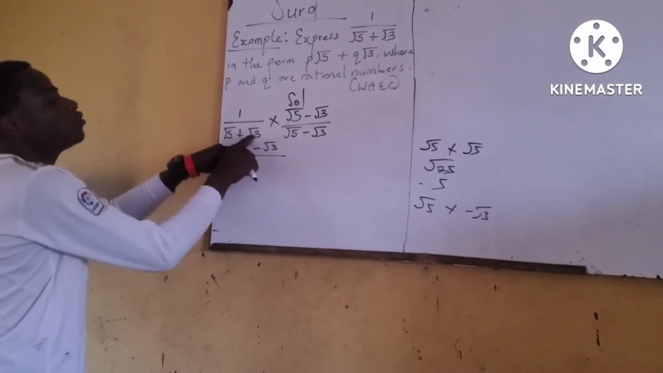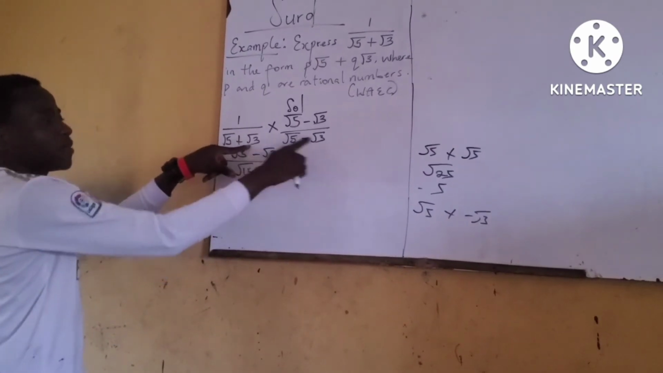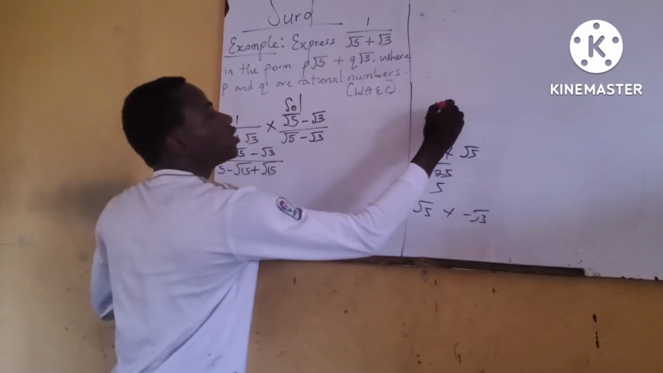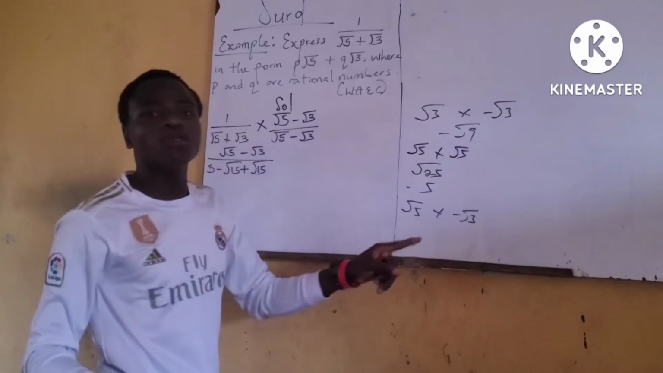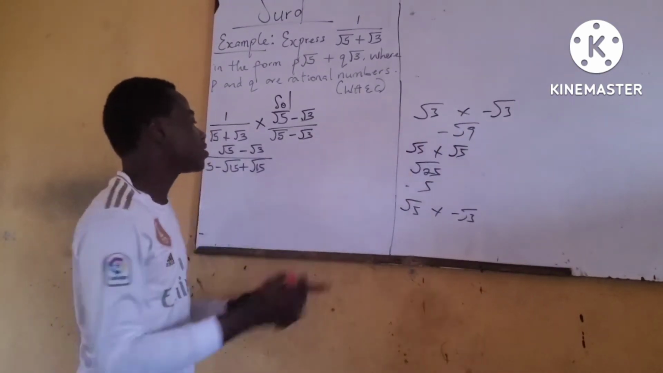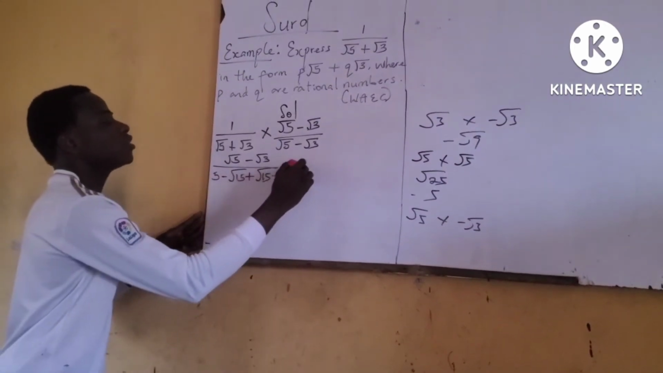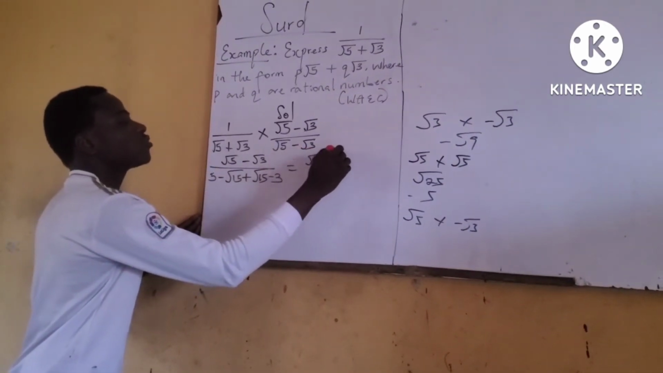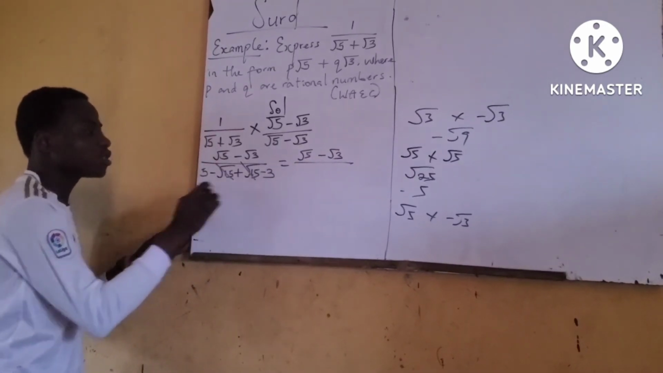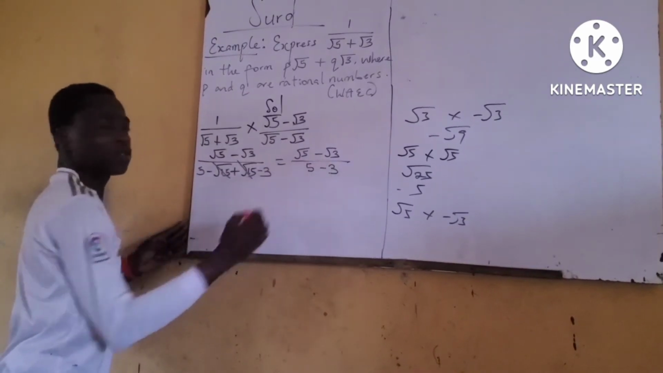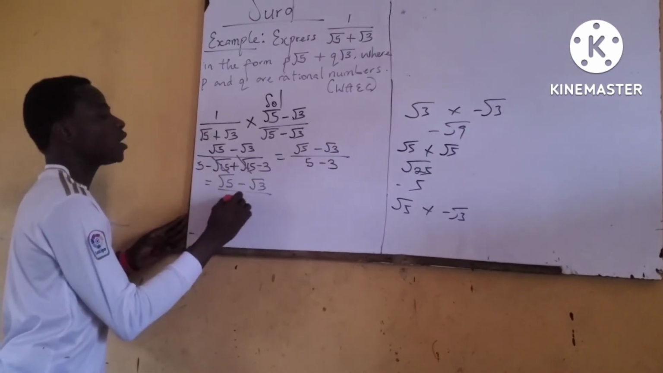Here also now, root 3 times root 5 will give us plus root 15. Then root 3 times minus root 3 will give us minus root 9. So I believe you know root 9 is 3, so that's minus 3. So at this point, I can say our answer is root 5 minus root 3 over 5 minus root 15 plus root 15, which gives us 0, minus 3. So we have root 5 minus root 3 all over 2.